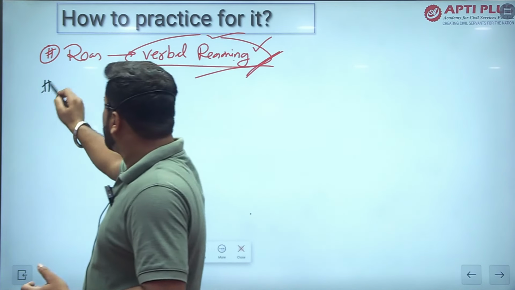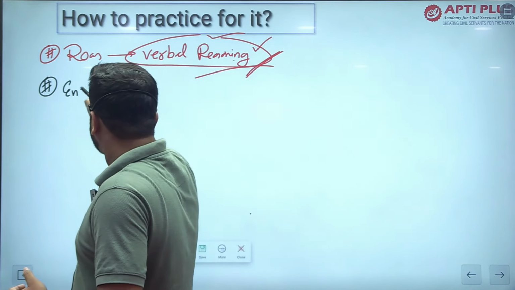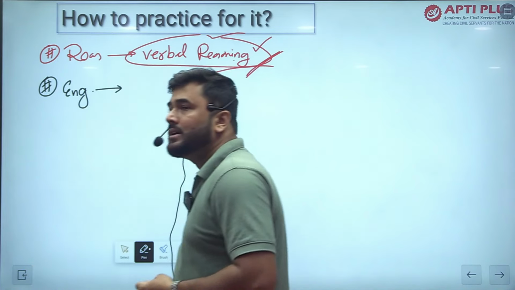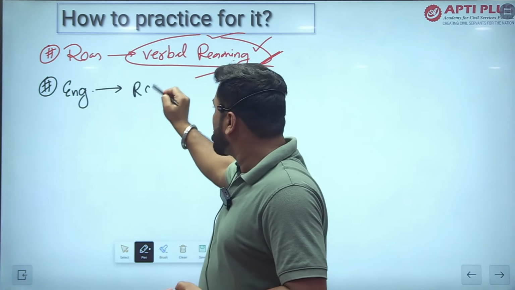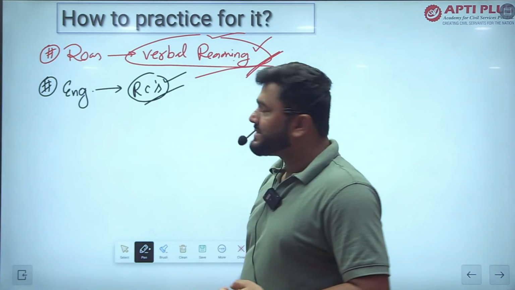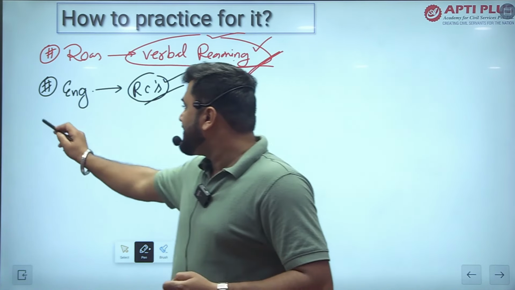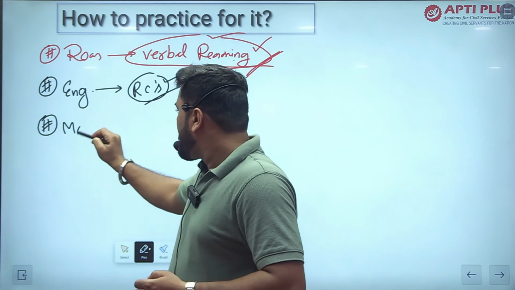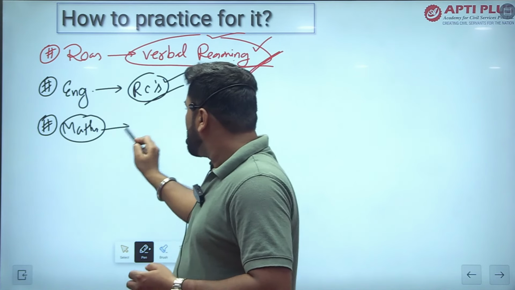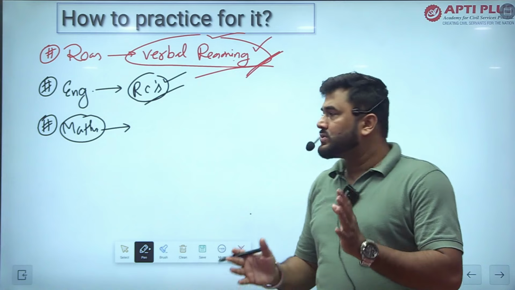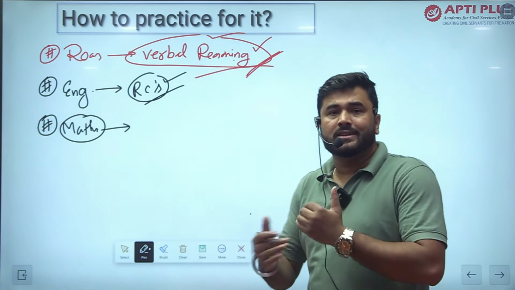And if we talk about the English section, then only RCs are coming in this section, as we have said already that only RCs you need to do in the English section. And after that in the mathematics section, just pick the doable questions which are regularly asked in the exam.